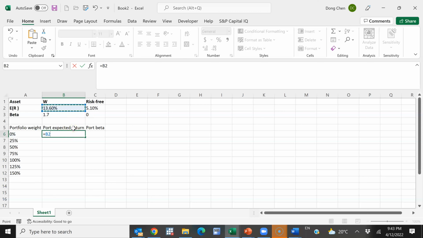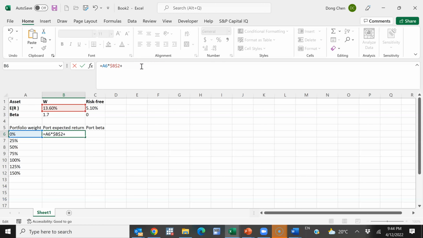So this will be times the return. I want to fix the cell value for return because later on I want to drag the cell to the other portfolio weights, and Excel will automatically calculate the portfolio expected return for me. But we are not done yet.